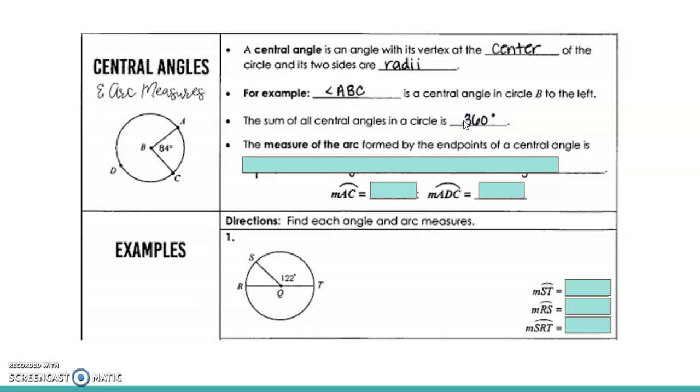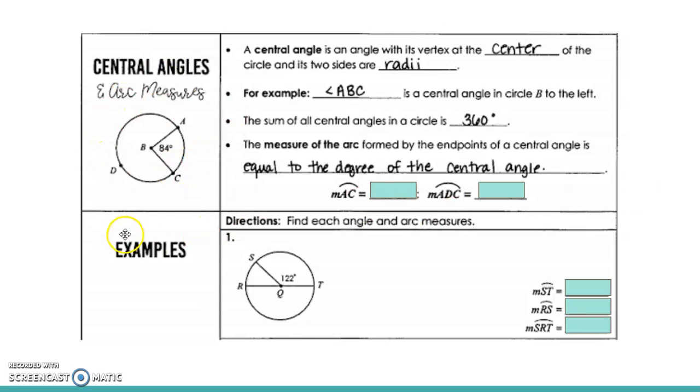Like I said earlier, a circle is 360 degrees, and when we're looking at central angles, we can also talk about the measure of the arc that's formed. We'll look at arc length a little bit later on as well, but for this, with central angles specifically, it's equal to the central angle. So the measure of the arc is equal to our central angle.